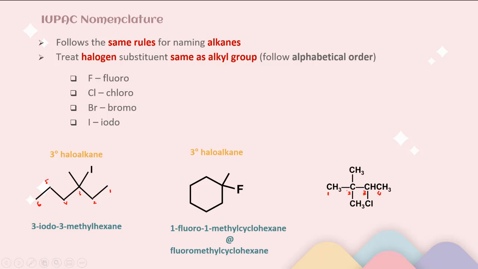So at carbon number 2, there are 2 methyl groups, and at position number 3, there is a chlorine atom. So follow alphabetical order. We have 3-chloro-2,2-dimethylbutane. Remember, for 2 methyl groups, there is the prefix di. For this one, the fluorine is attached to a secondary carbon, therefore this is a secondary haloalkane.